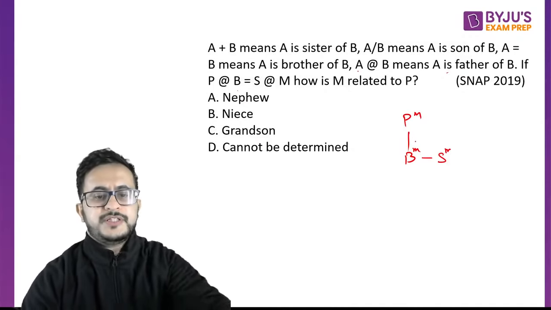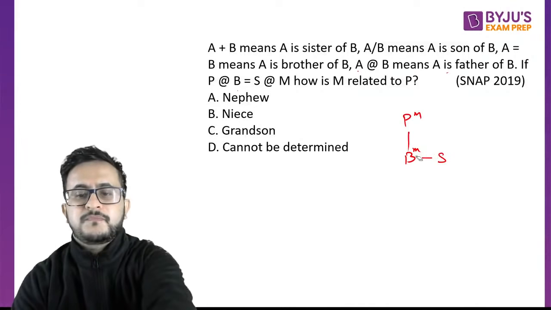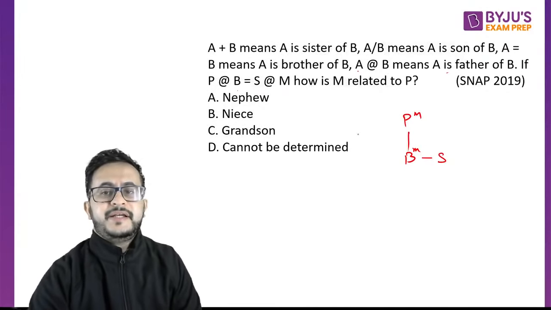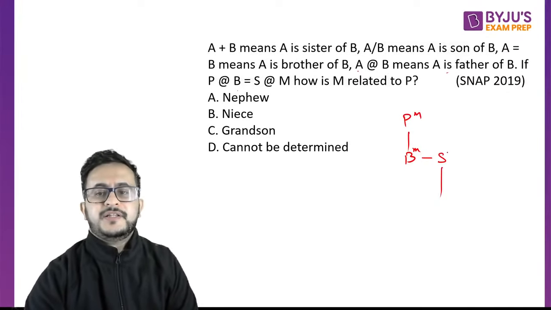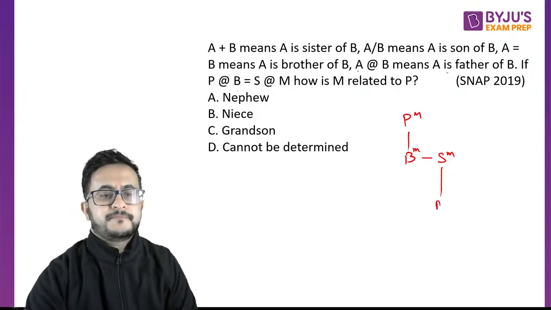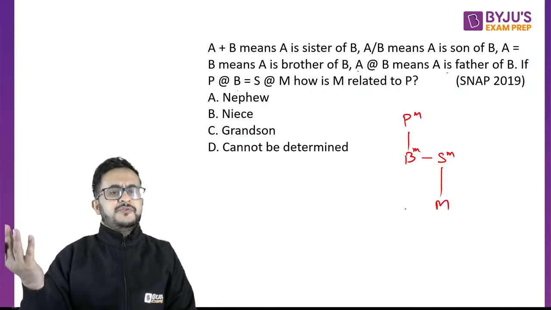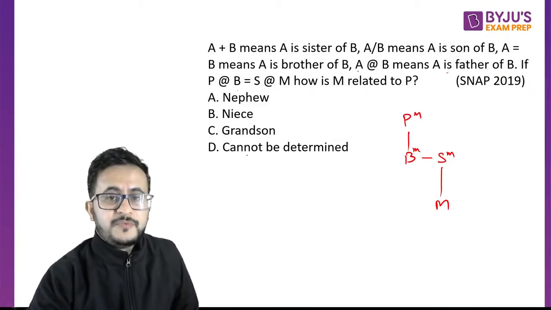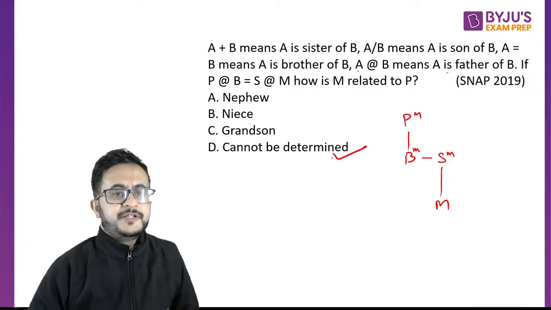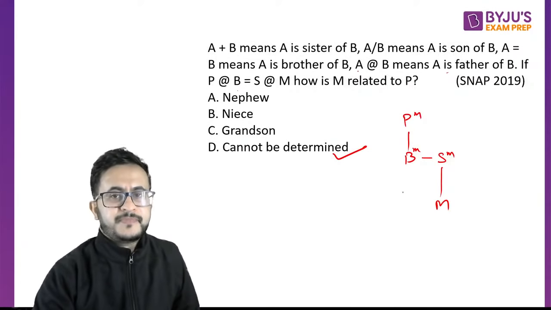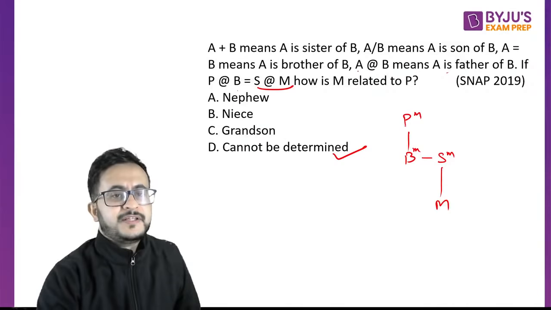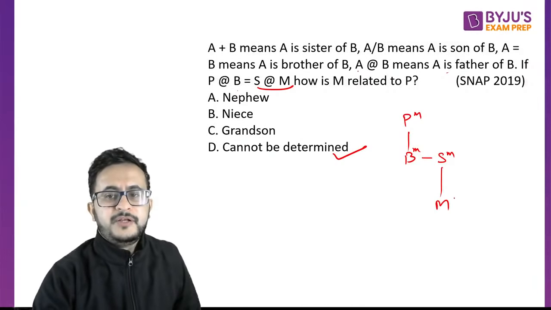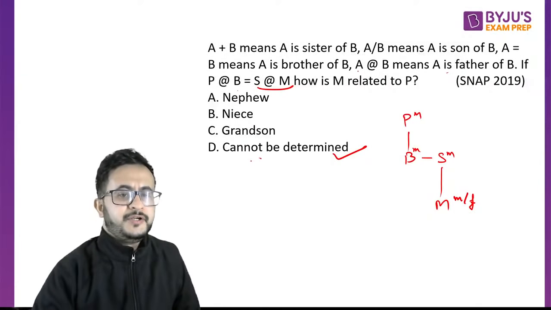No, we cannot say that. What is S till now? Then S at the rate M, so that means S is the father of M. Now the first thing that comes to our mind is grandson. Okay? But see, there is an option cannot be determined. Right? So the answer will be cannot be determined. We do not know the gender of M. Right? When you say S is the father of M, M could be a male also, it could be a female also. Right? So it could be grandson, it could be granddaughter.